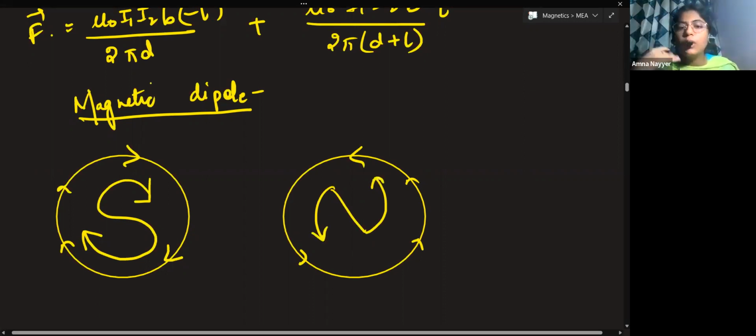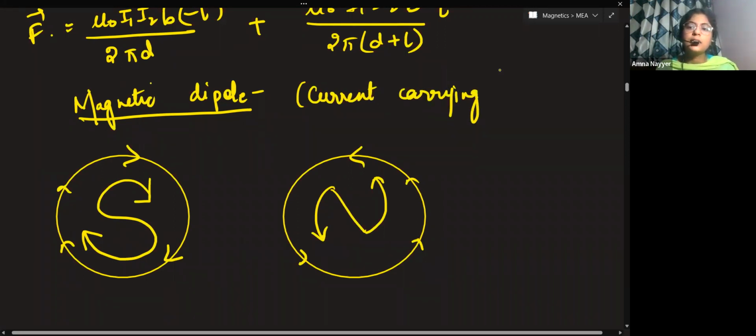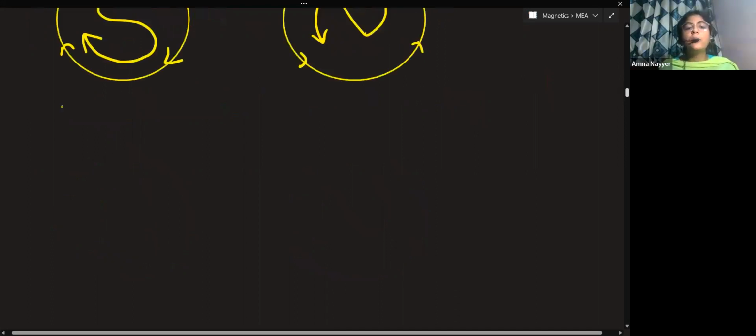So this helps you to understand for a current carrying coil. This is the way to remember the polarities. But the formula of dipole moment derivation is not included now. Dipole moment of this, not the other one.